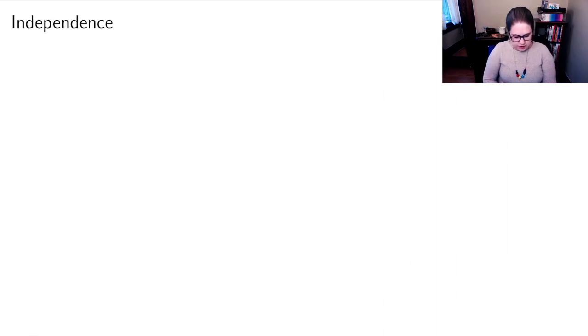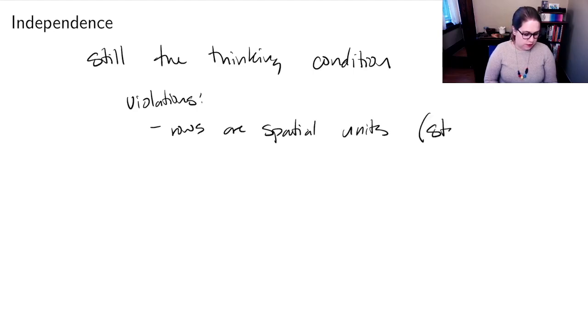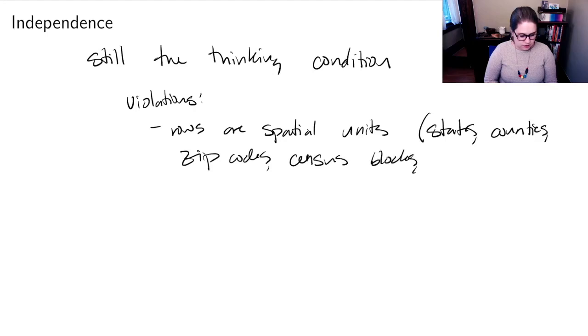Independence is still the thinking condition, so you still can't assess it from plots. And the ways in which independence can be violated the most easily are when the rows are spatial units. So that would be things like states, counties, zip codes, census blocks, countries, all those sorts of things.